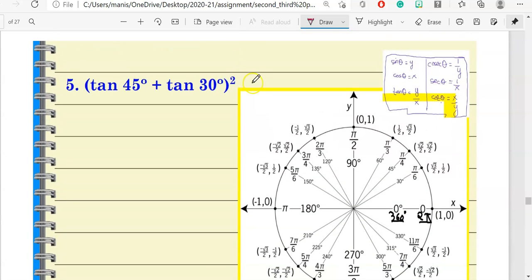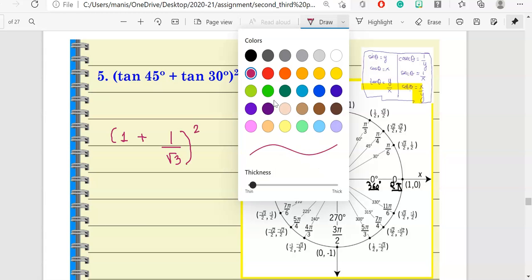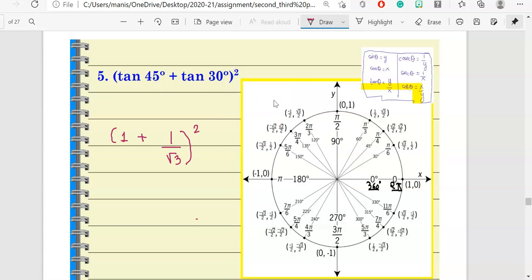Okay, this is one more question over here. I will not do this problem. I want you to practice on your own so you can get the answer for this problem. So when I use my unit circle, I ended up with this as the answer. But as you can see, I have one rational number, one irrational number. So I have a square.